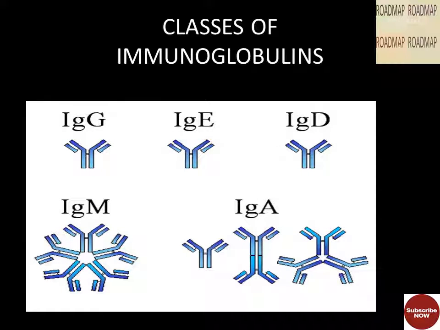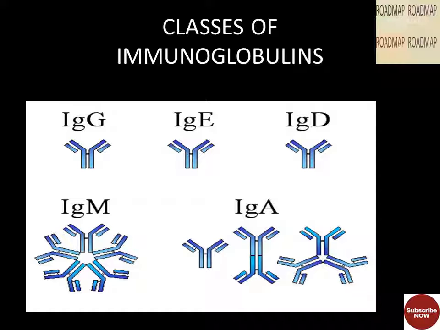Now these are the classes of immunoglobulins, that is IgG, E, D, M and A. Now coming to immunoglobulin G, it is the most abundant class of immunoglobulin, 75 to 80%. Immunoglobulin G is composed of a single Y-shaped unit, that is a monomer, and it can traverse blood vessels readily. Immunoglobulin G is the only immunoglobulin that can cross the placenta and transfer the mother's immunity to the developing fetus. Immunoglobulin G triggers foreign cell destruction, which is mediated by the complement system.